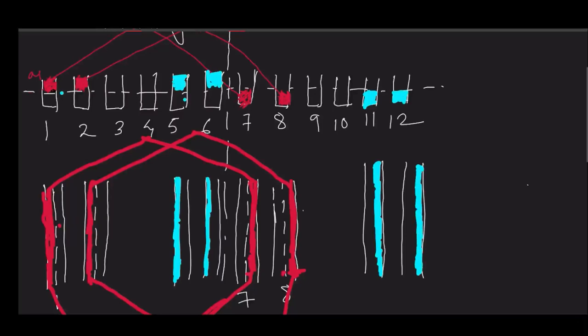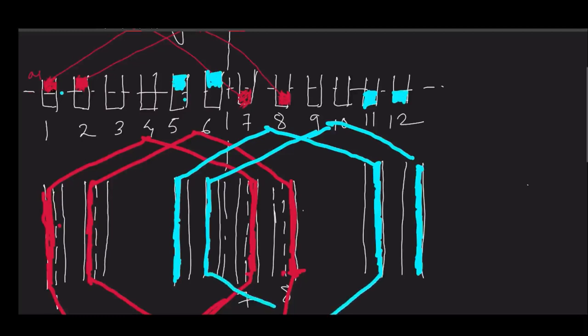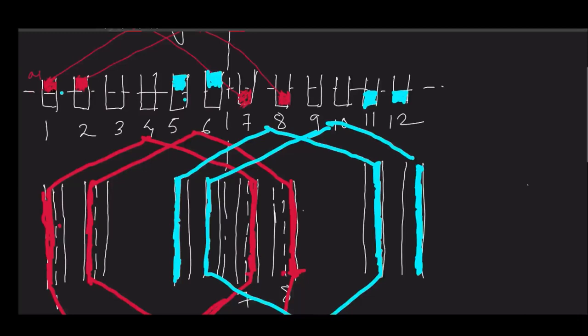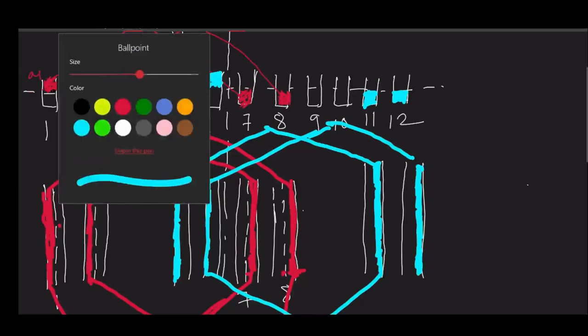So now, like this, you can connect them. And then, right, so one layer of B is also completed. Now what about C? Let us use yellow color for C.